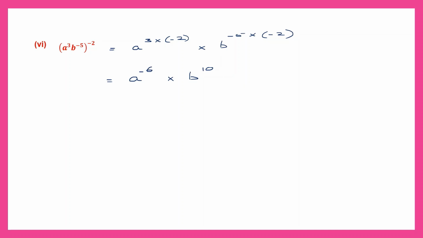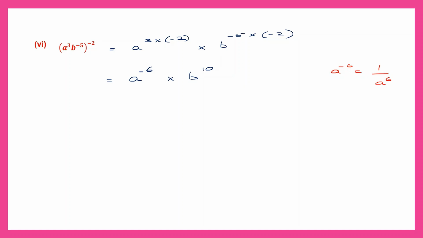And again, the question says simplify and write in the positive exponent form. And here we have a negative power. So this has to become positive. And remember, in the previous one I said, if you have a negative power, you can write that as 1 by a to the power of 6. So a to the power of minus 6 can be written as 1 by a to the power of 6. So let's do that here.